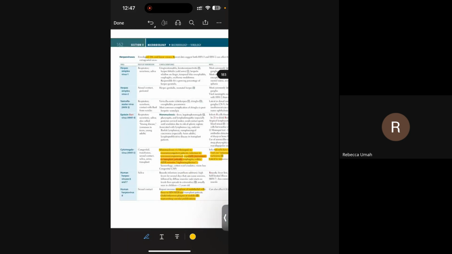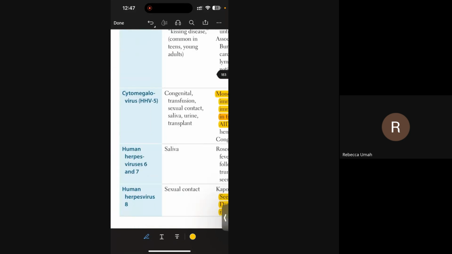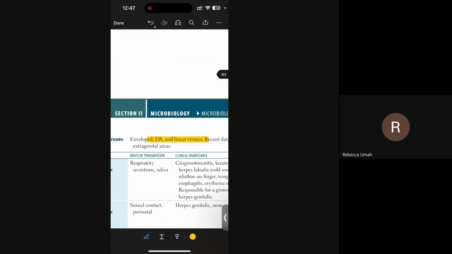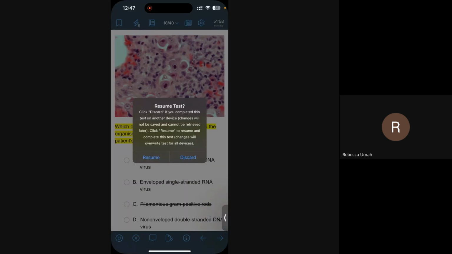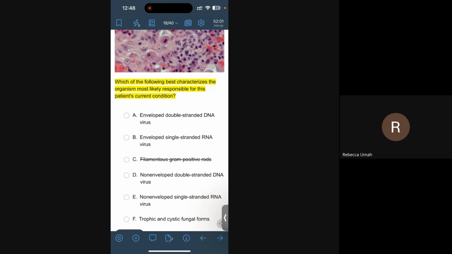Cytomegalovirus is a type of herpes virus, and every herpes virus is an enveloped double-stranded linear DNA virus. So the right answer in this case would be A, enveloped double-stranded.